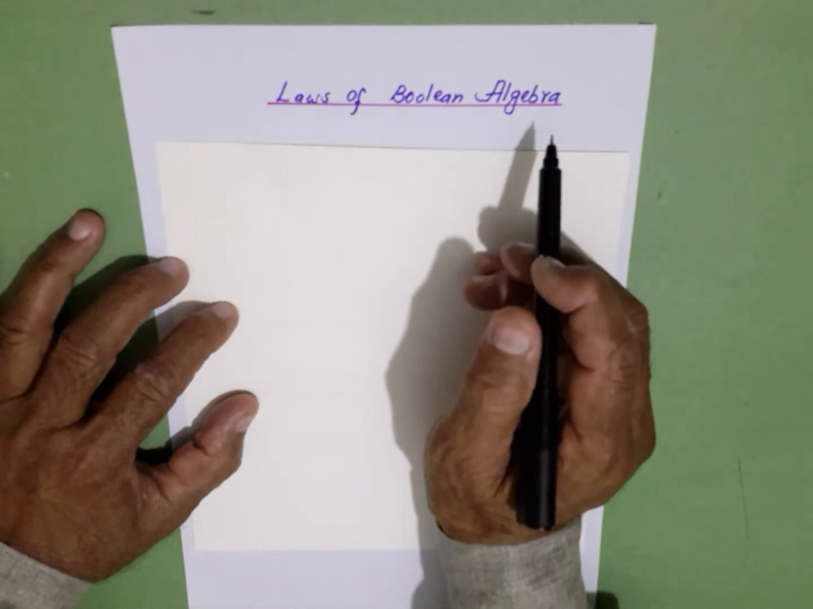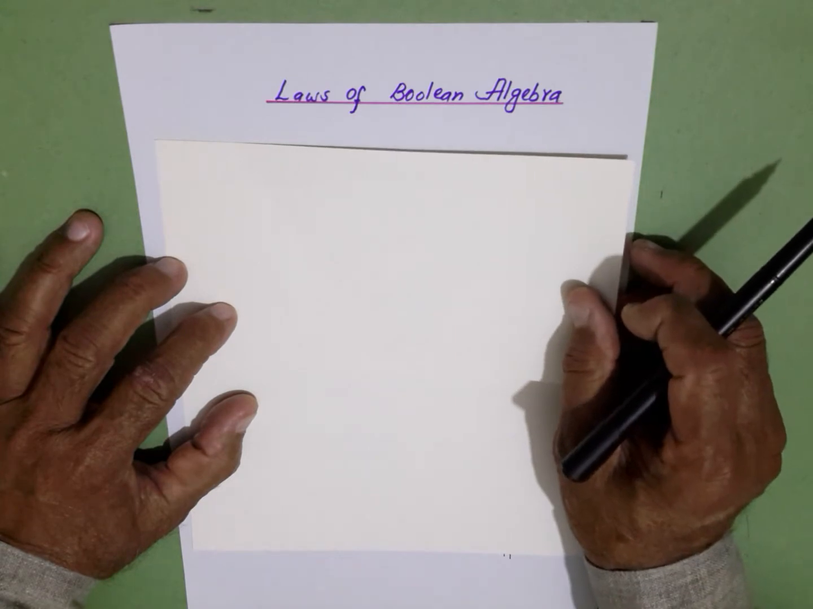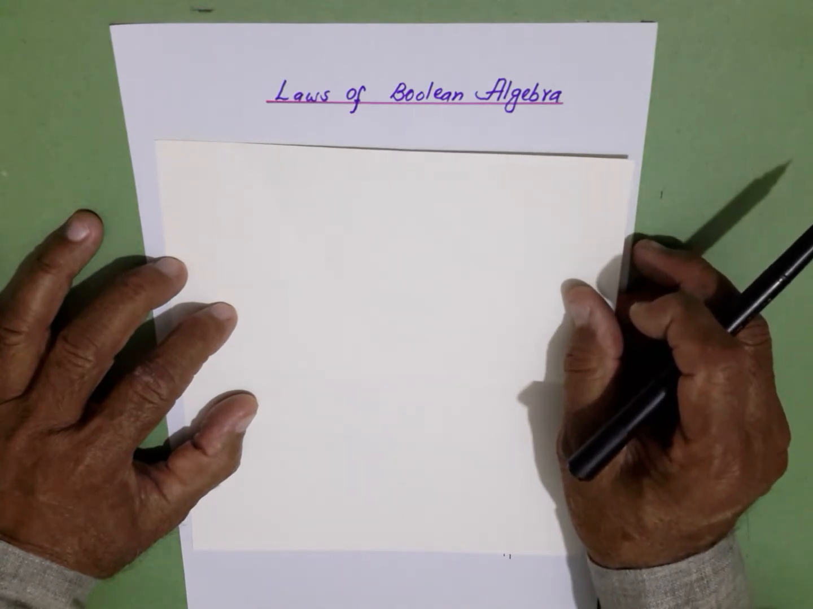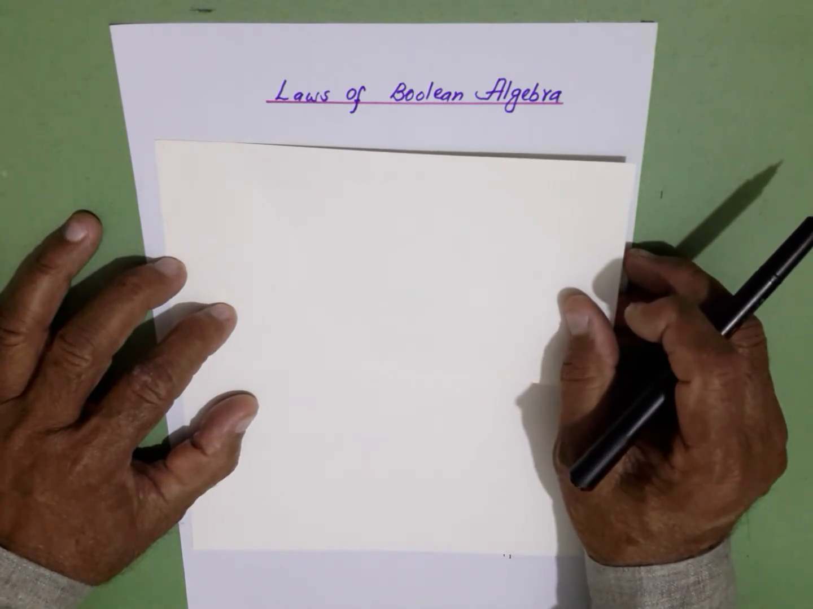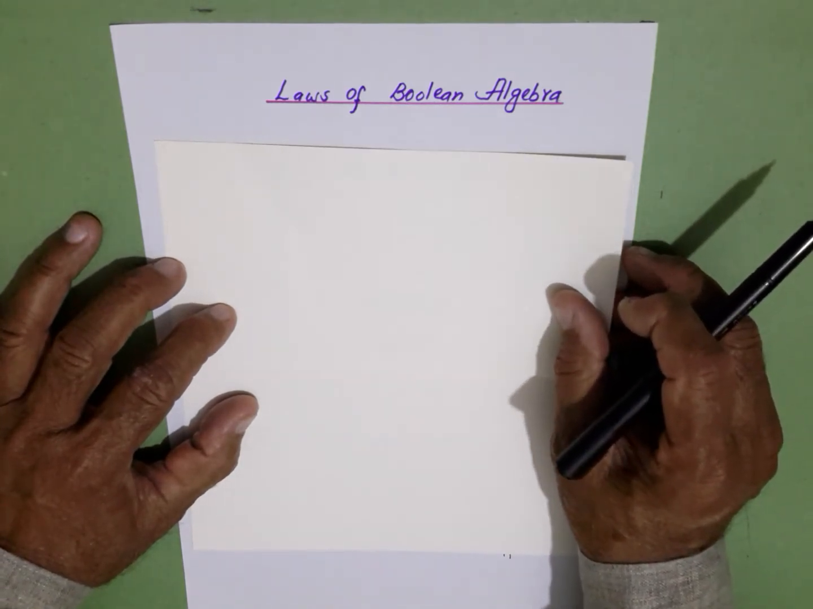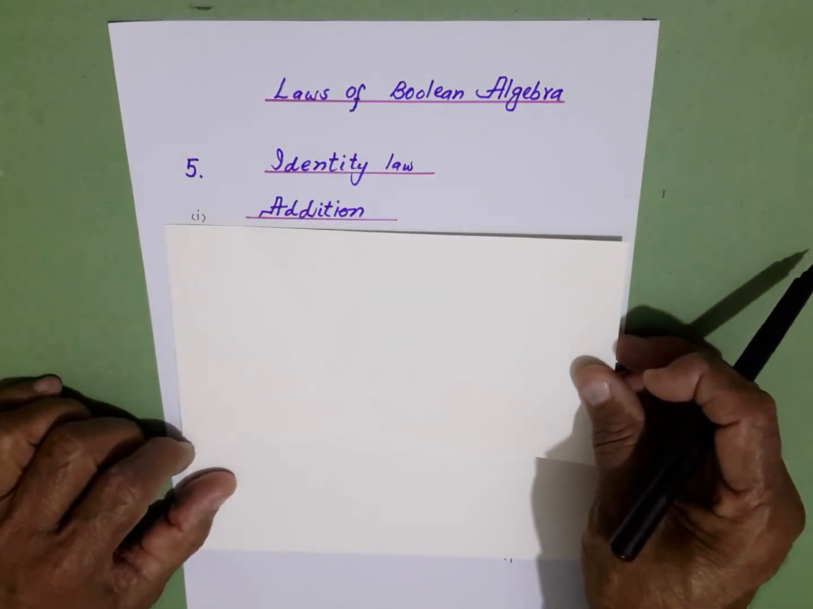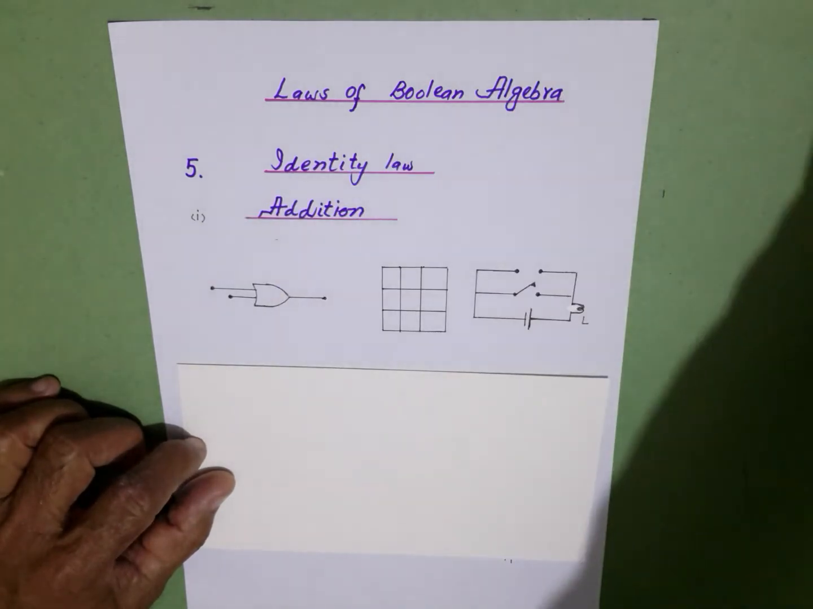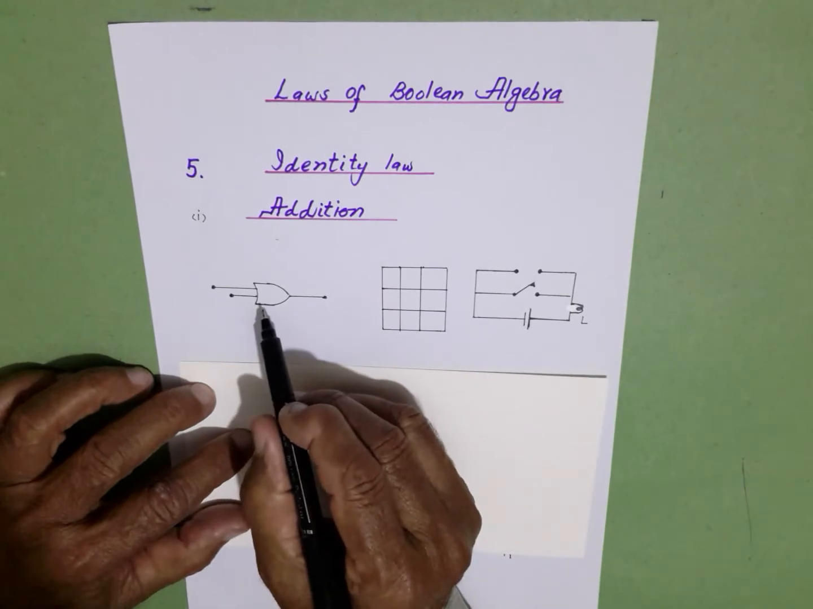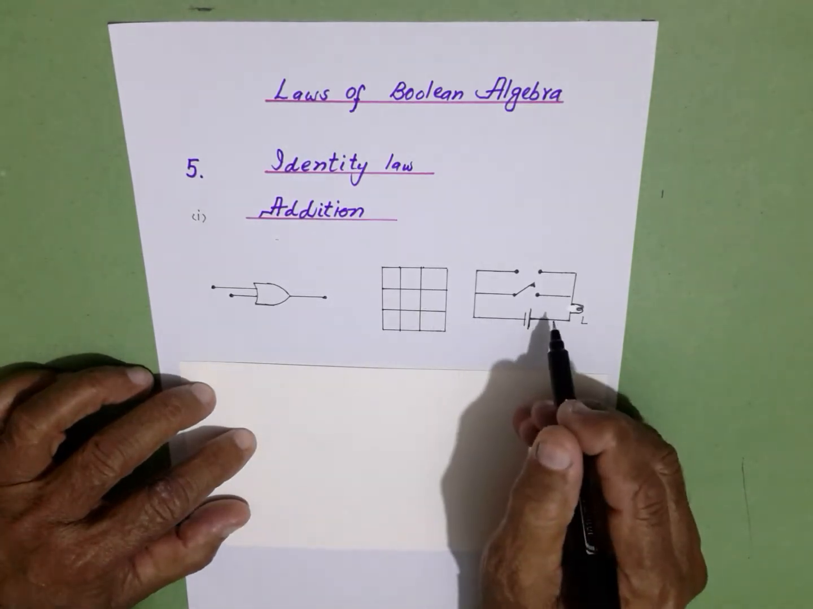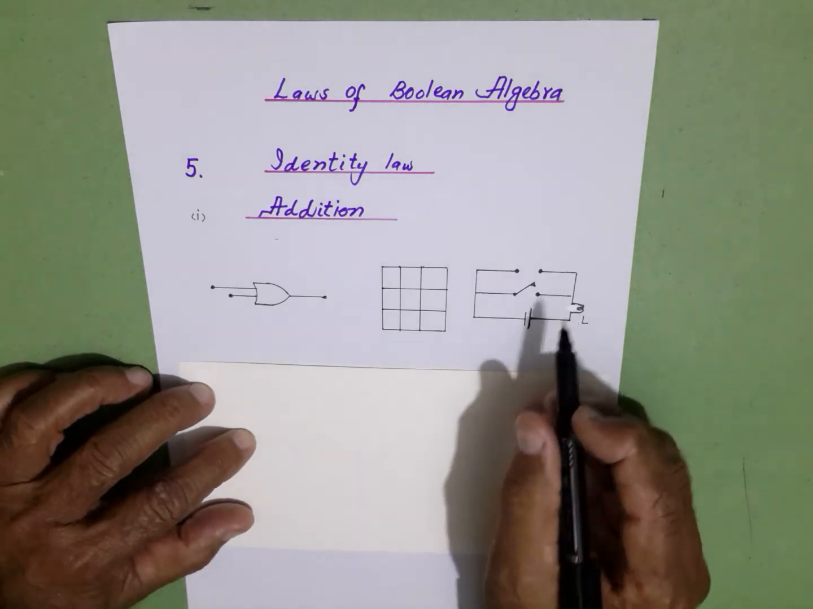Laws of Boolean Algebra. We are now going to study identity law, which is the fifth law of Boolean Algebra, and it again has two parts: addition and multiplication. We are first going to discuss the law of addition. This is the OR gate, truth table, and circuit to represent the OR function.